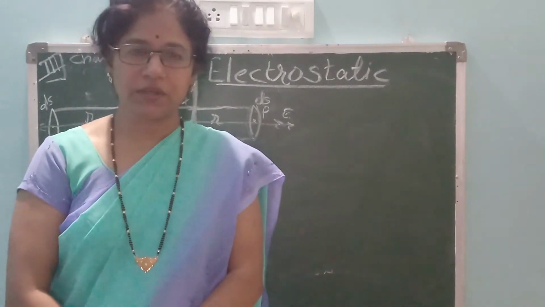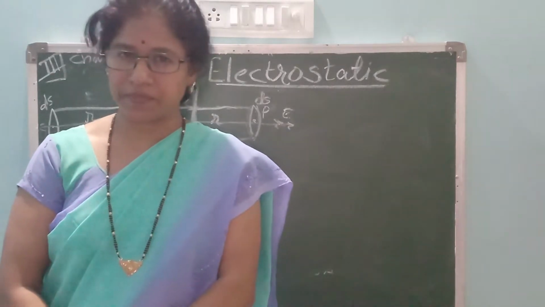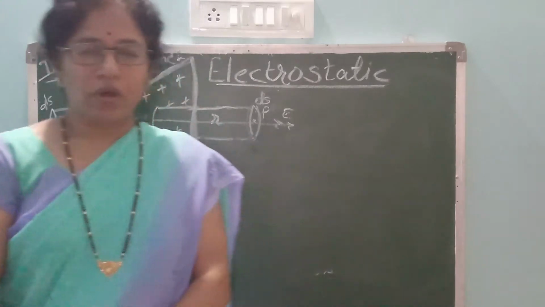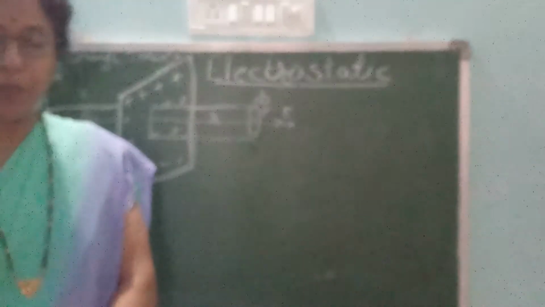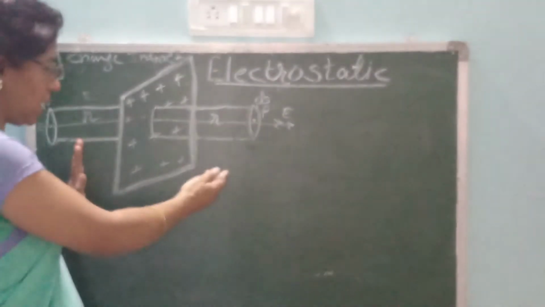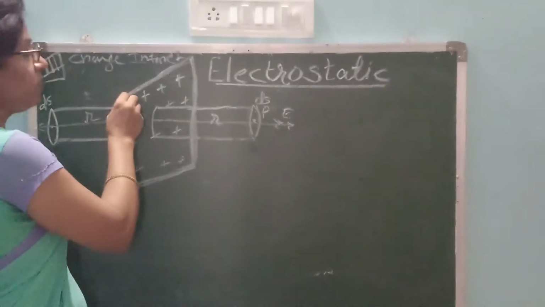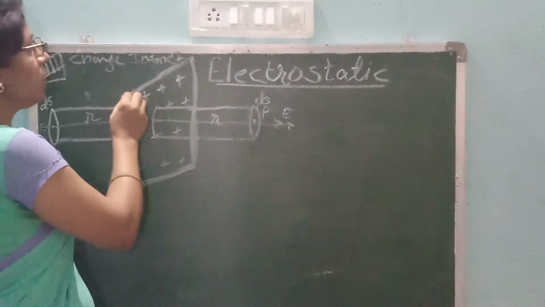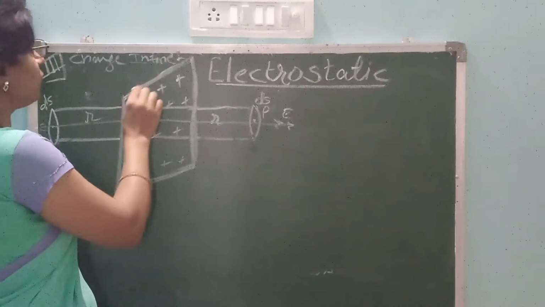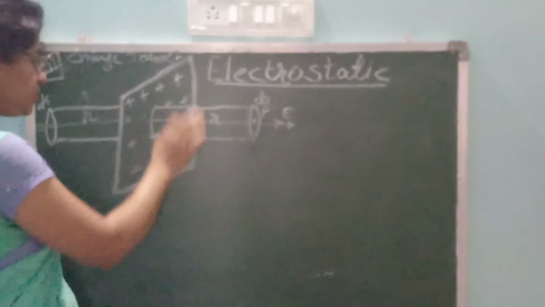Hello students, in today's class we will see the third application of Gauss theorem, that is the electric field for a long infinite plane sheet. For that you have to draw the diagram and then we have to explain it. Consider an infinite long plane sheet. This is your infinite, uniformly charged plane sheet.